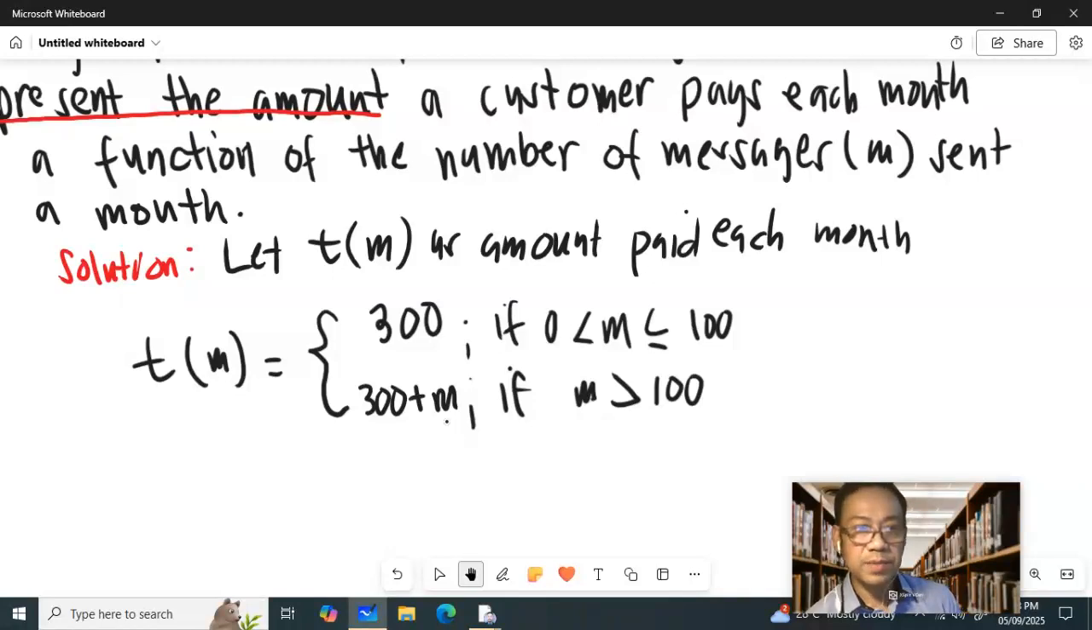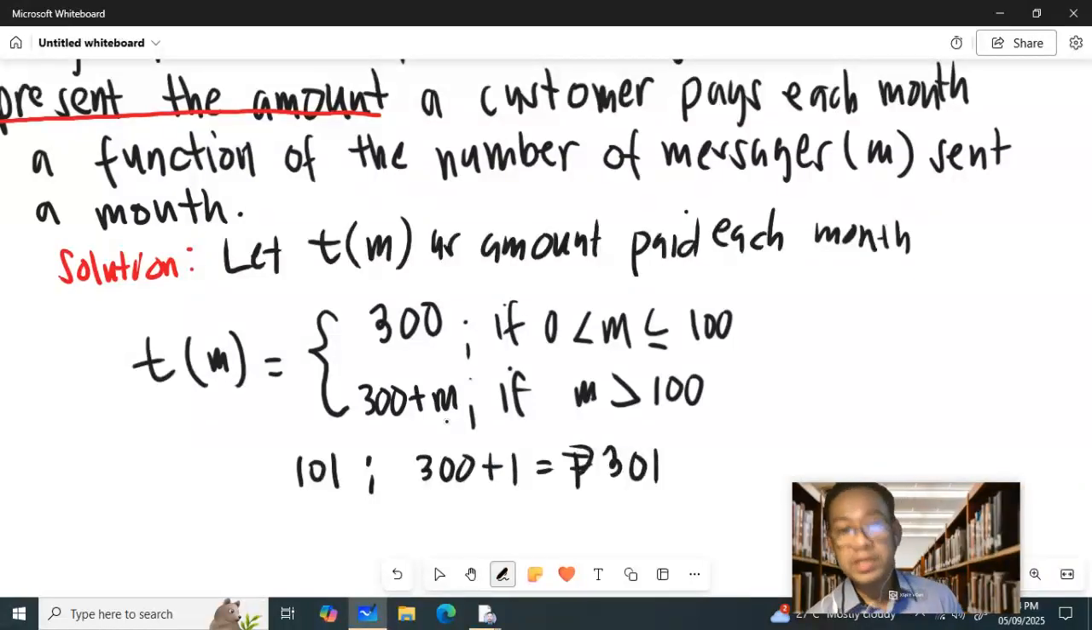For example, no, we have 100 text messages. So what is the cost? So the cost is, therefore, we exceed by 1. So the cost is 300 plus 1. So we are charged 301 pesos. But if the message is less than 100, let's say the messages is 99 messages.